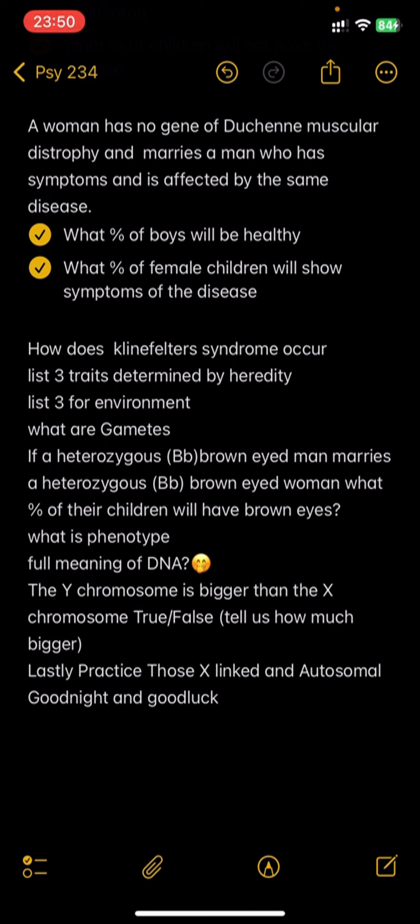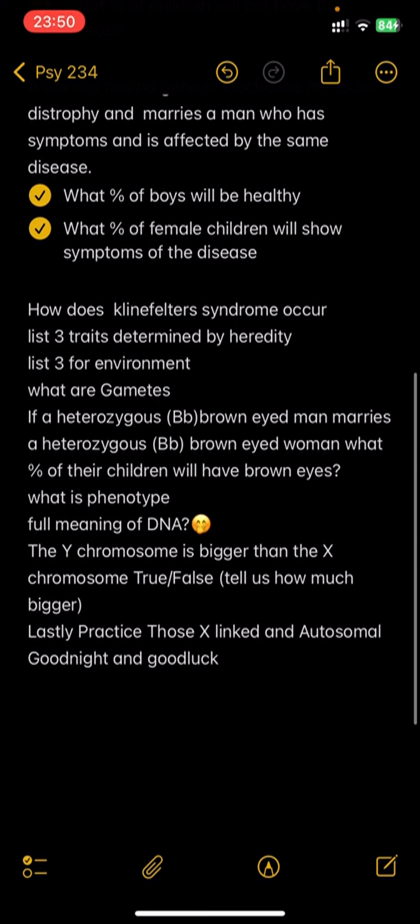Now, list at least 3 traits determined by heredity. You can also take a pause to answer that. List 3 traits or things that are specifically for environment. So that's language, social interaction, motor skills, intelligence, and so on. Next one is, if a heterozygous brown-eyed man marries a heterozygous brown-eyed woman, what percent of their children will have brown eyes?